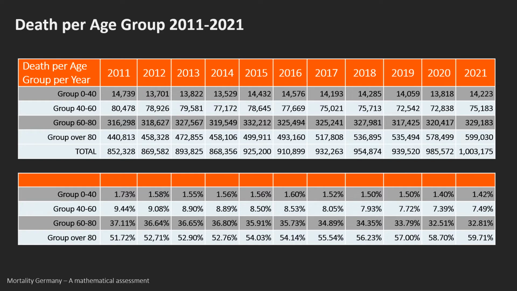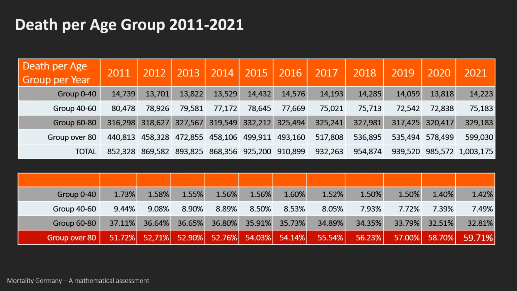The same is true for the age group 60 till 80. They made 37% of all deaths in that age group, and it went down to 32.81 in the year 21. However, the group over 80 went up from 51.72% almost to 60%. So from your total deaths, 60% are people over 80, and only 1.42% are from 0 till 40. Therefore, I made it a red line so that you can see how those deaths really are distributed. Again, the group over 80 is contributing almost 60% to the total deaths, and it looks like it is increasing in the period under review.